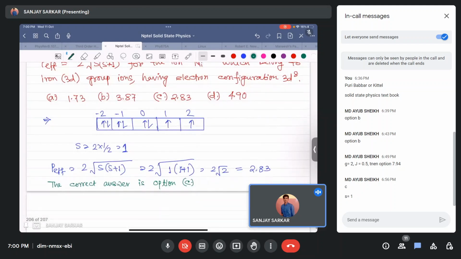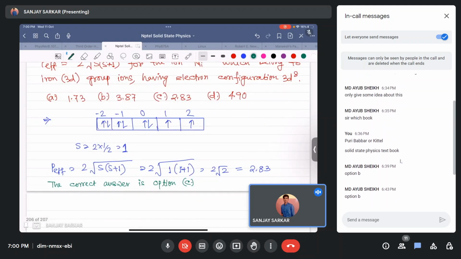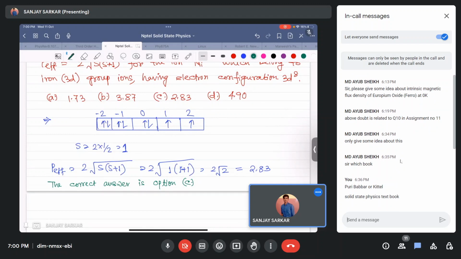And about your question, you are asking to find the intrinsic magnetic flux density of europium oxide at 0 Kelvin, right? Yes, sir. Do you have the book of Puri Babbar? Sir, I have no book. Okay, so there is this formula in the book. You can use that formula to calculate that.